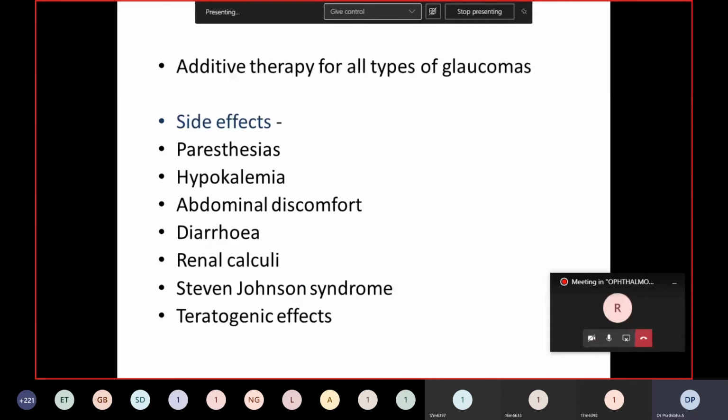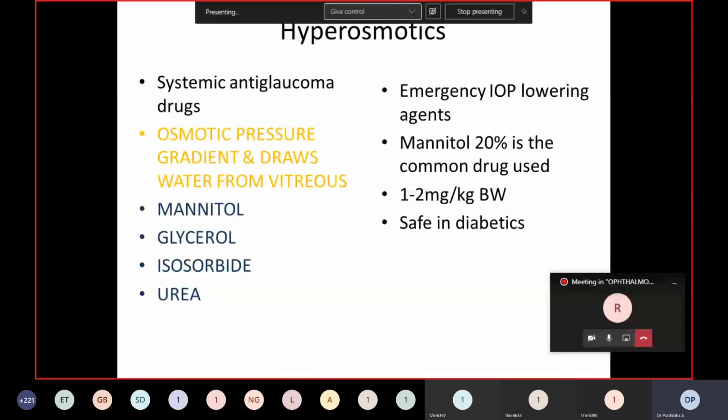The side effects we see because of carbonic anhydrase inhibitors: after prescribing oral tablets, we usually tell the patients to have tender coconut and banana because this causes hypokalemia. So to combat that, we prescribe banana, which is rich in potassium. There may also be complaints of paresthesia, abdominal discomfort, diarrhea, and renal calculi. All these are side effects because of long-term use of this drug.